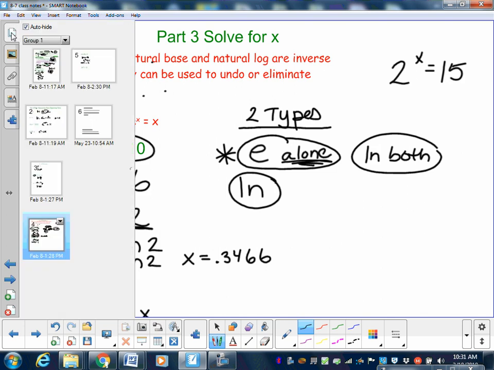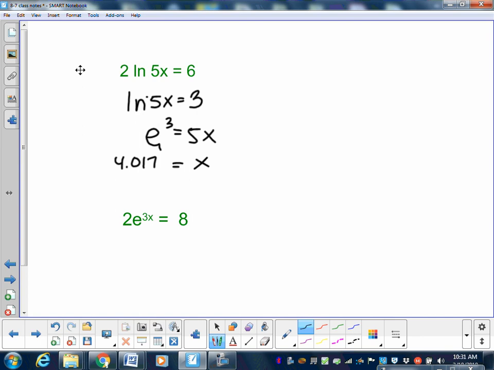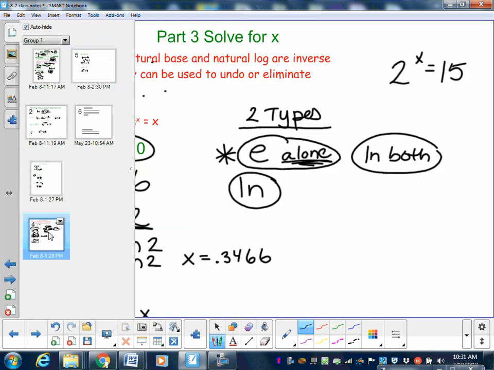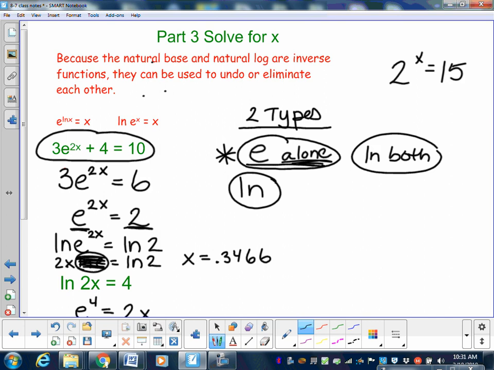There's not a lot to do. Get e alone by dividing both sides by what? 4. e to the 3x equals 4. Did we get e alone? Okay, now go back to the notes one more time. How do you figure out what x is? Once you get e alone, what do you have to do to both sides of your problem?